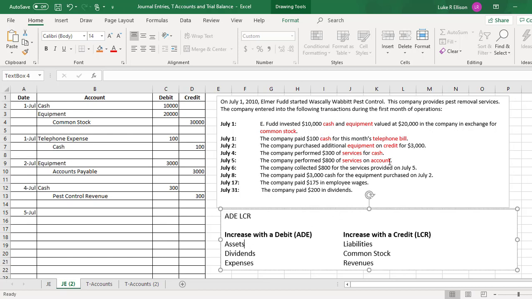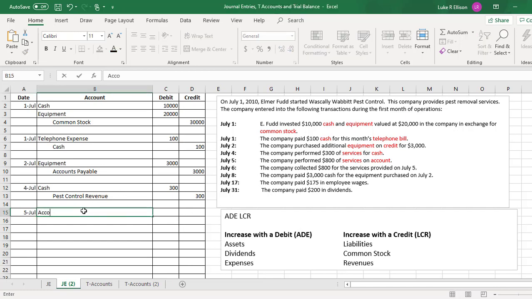So when we have an increase in accounts receivable, because the amount that other people owe us is increasing, that's going to be an increase in assets. So that's going to have to be a debit. So we'll debit accounts receivable, and that is for $800. And just like last time, we performed services, so we're still going to have pest control revenue, and that's going to be for $800 as well. Once again, remembering that revenues increase with a credit.